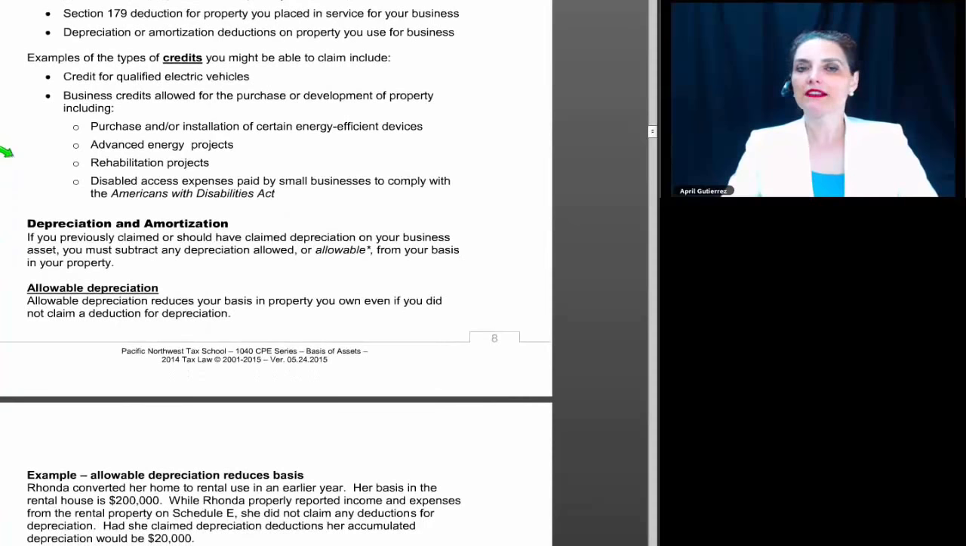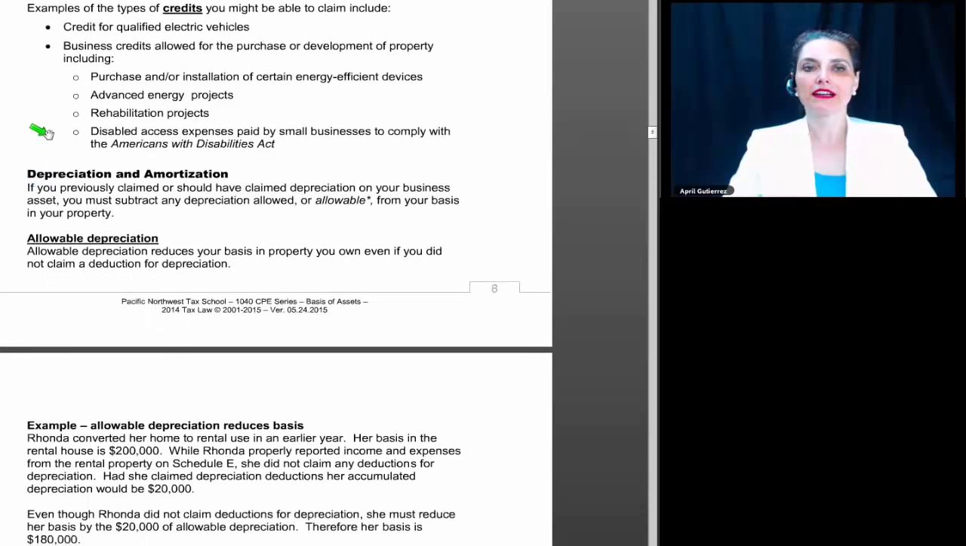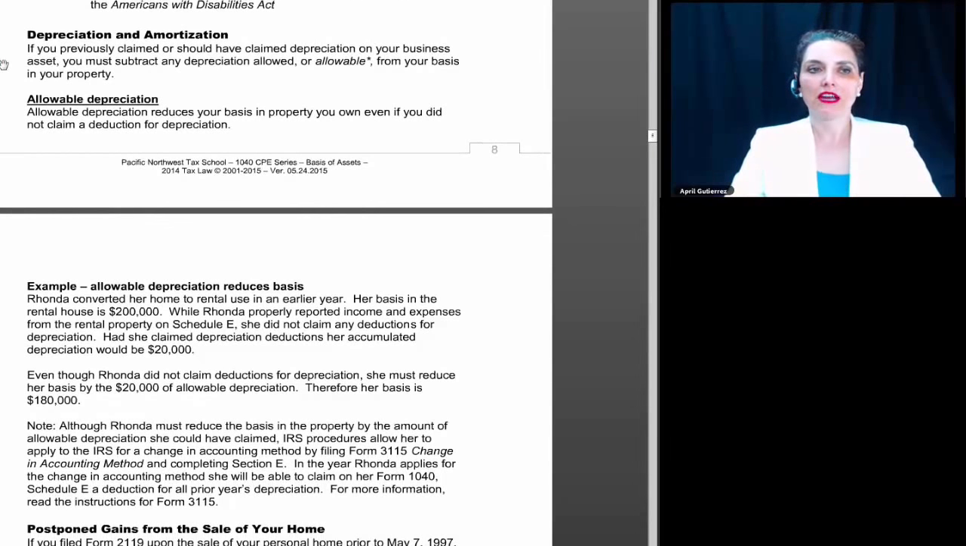And examples of credits that you might be able to claim include credit for qualified electric vehicles, business credits allowed for the purchase or development of property, including purchases or installation of certain energy efficiency devices, advanced energy projects, rehabilitation projects, and disabled access expenses paid by a small business to comply with the Americans with Disabilities Act. Depreciation and amortization. If you previously claimed or should have claimed depreciation on your business asset, you must subtract any depreciation allowed or allowable from your basis in your property.